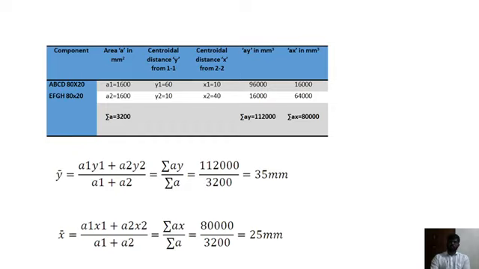Now to find the values of y bar and x bar. Y bar is equal to A1 y1 plus A2 y2 divided by A1 plus A2, that is equal to sigma AY divided by sigma A. Sigma AY and sigma A we directly get from the table. That is equal to 1,12,000 divided by 3,200, which is equal to 35 mm. X bar is equal to A1 x1 plus A2 x2 divided by A1 plus A2, that is equal to sigma AX divided by sigma A, which is equal to 80,000 divided by 3,200, which is equal to 25 mm. The values of y bar and x bar are 35 mm and 25 mm.